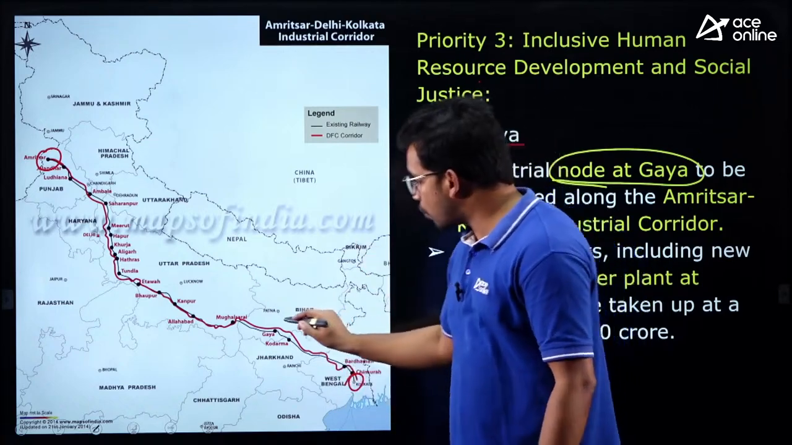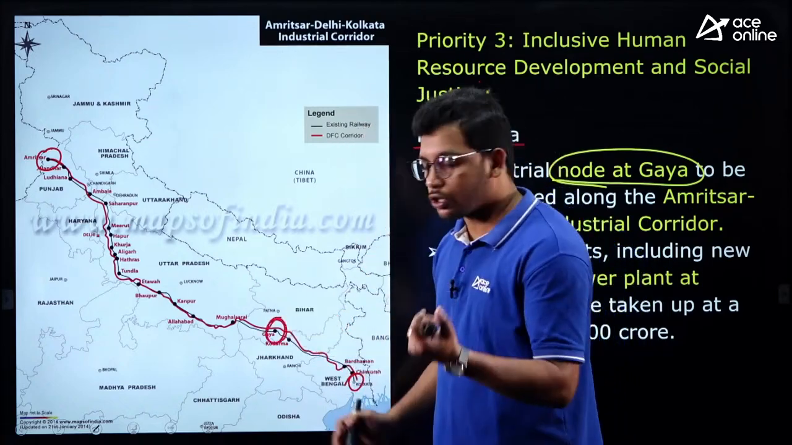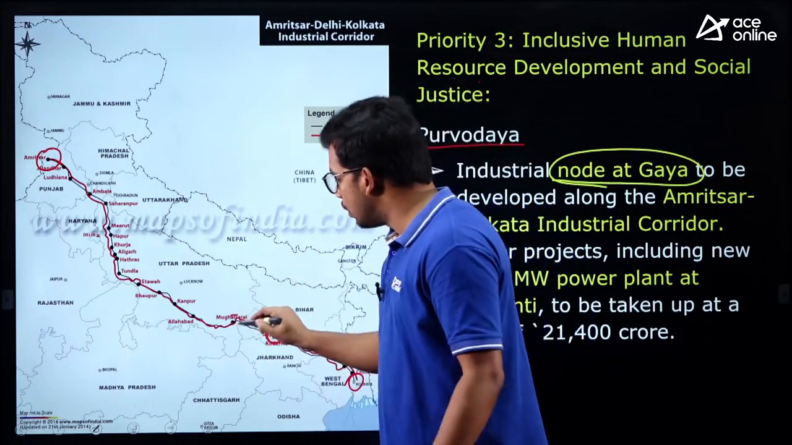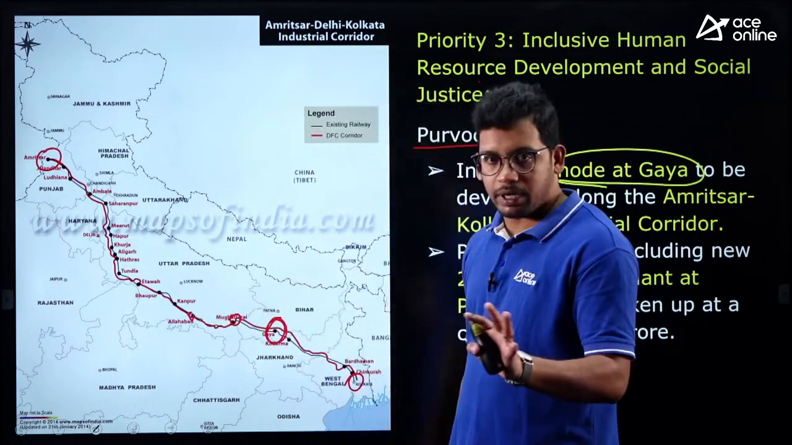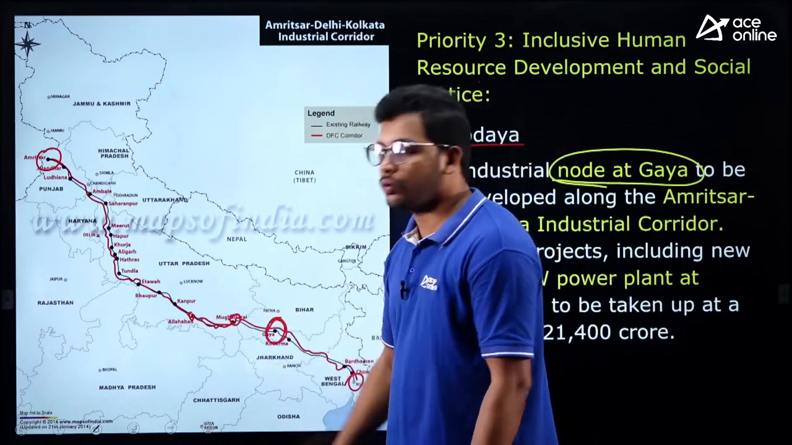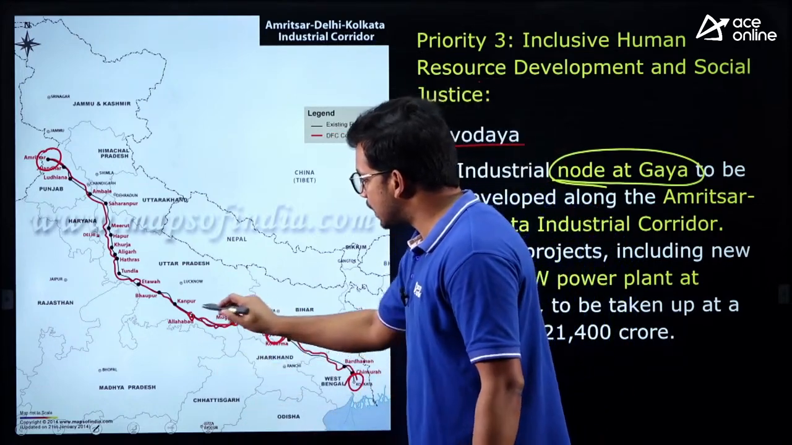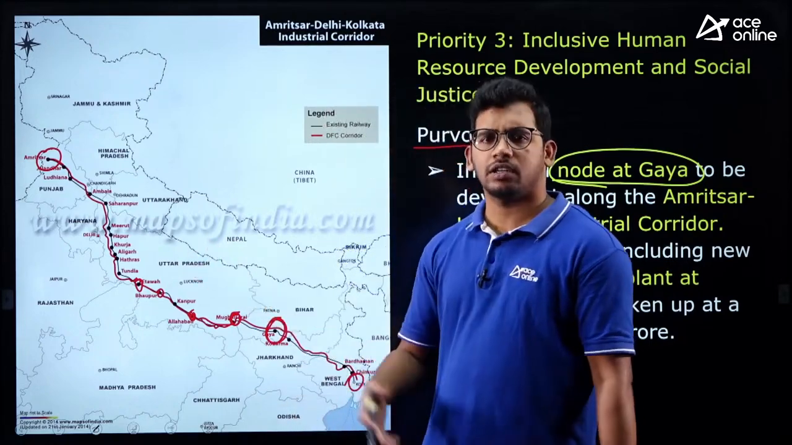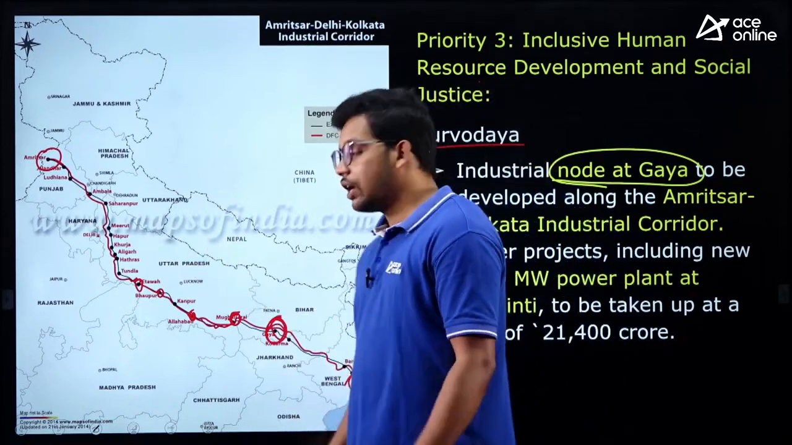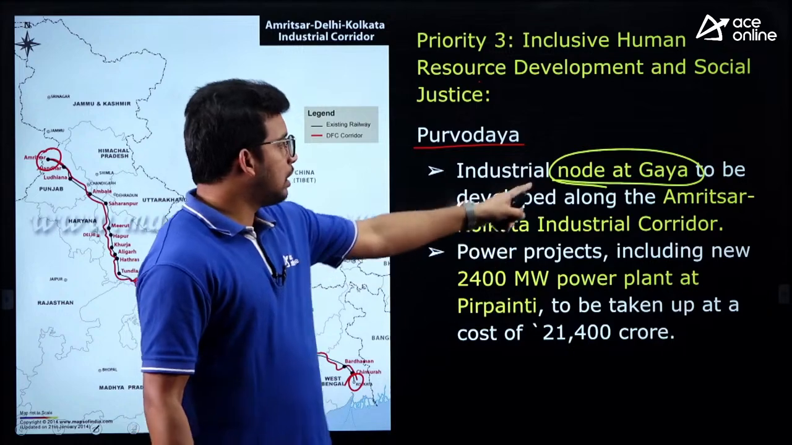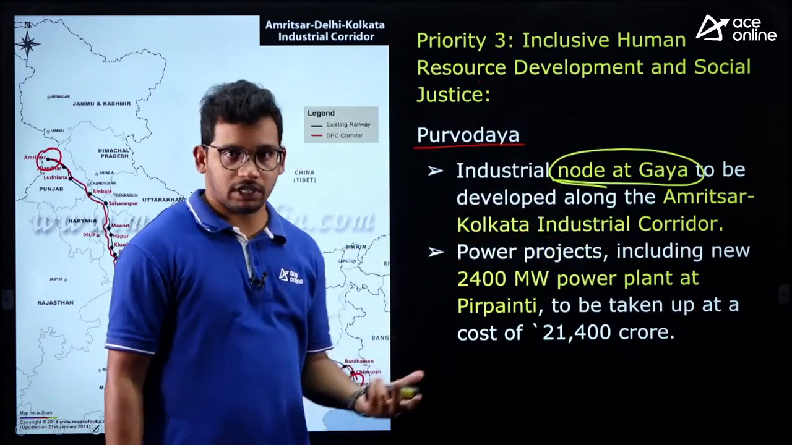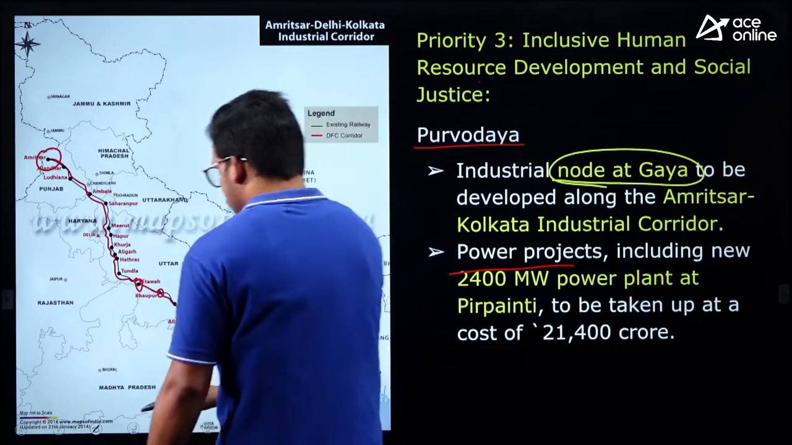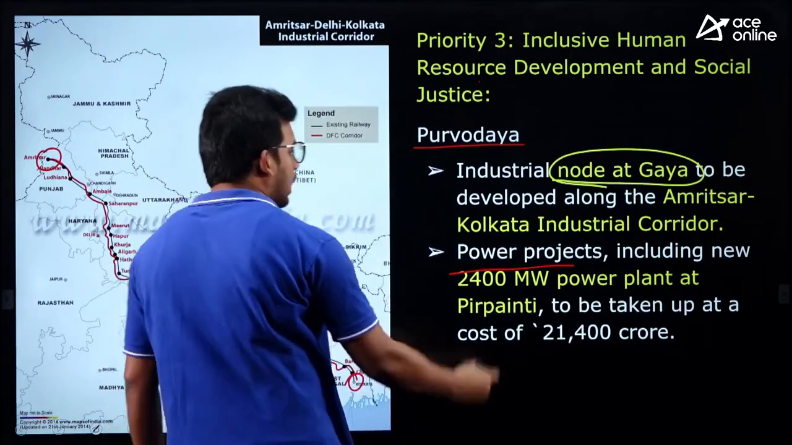Now they are going to focus on Gaya. Nodes are those regions where industries are focused. Not throughout the land will there be industries; the corridor is just to encourage transport, but in certain regions different industries can be established based on local conditions. Here the government is going to develop the node at Gaya with a lot of industries, and specifically they are going to encourage power projects in this Gaya node.